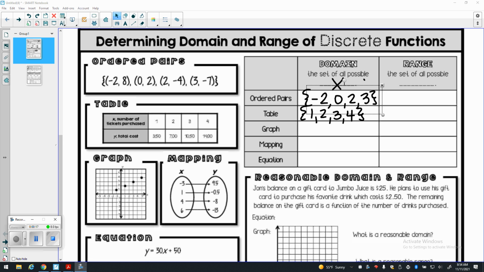How do I know if it's a function or not? It passes that vertical line test, right? Does it pass the vertical line test? Yes, so this is a function.